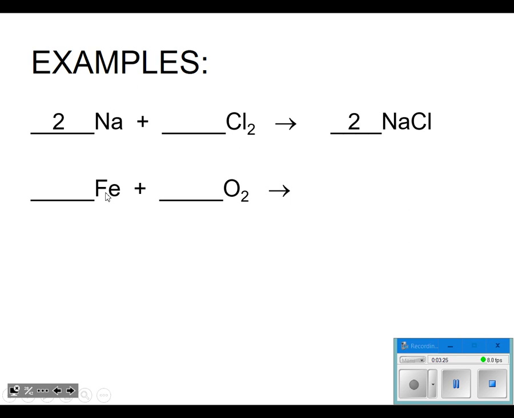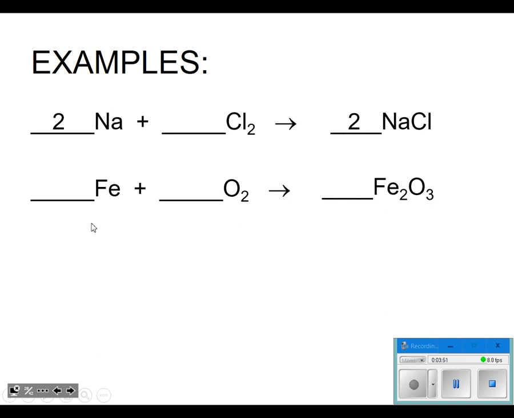Okay, here's another one, iron and oxygen. Iron, I will tell you, is actually a transition element. So unless I told you its charge, you wouldn't know it from the periodic table. But I'm going to tell you it's a positive 3. Oxygen's a negative 2. So when I crisscross, I get the subscripts on this side. Oxygen's a diatomic, that's why, when it's by itself, it has the subscript of a 2.